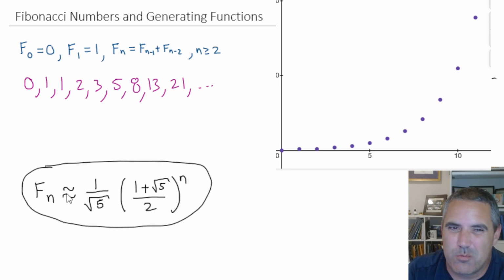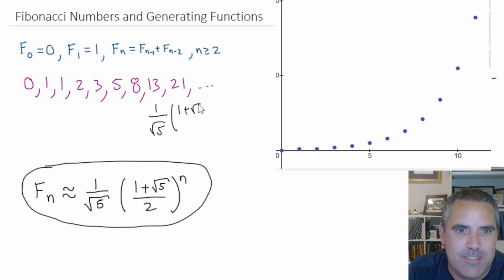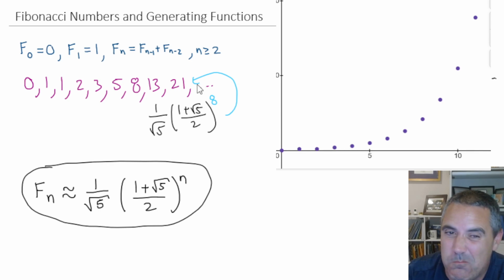This formula is extremely accurate. So if this is the 1, 2, 3, 4, 5, 6, 7, 8th Taylor, I keep saying Taylor polynomial. What a fool this guy is. Okay, so 1 plus this. If this is the 8th Fibonacci number, you can put an 8 right here, and this is basically it. It is extremely close to that value.